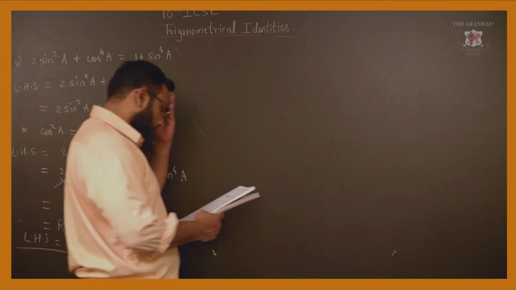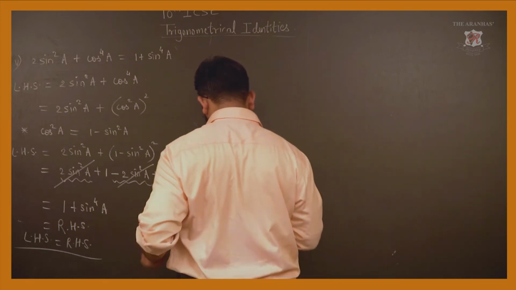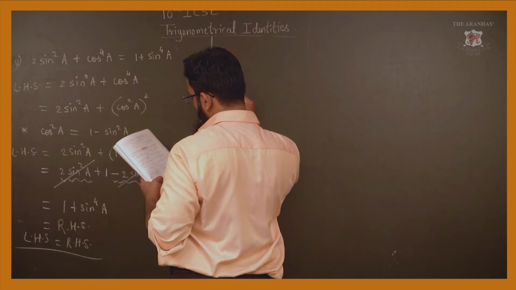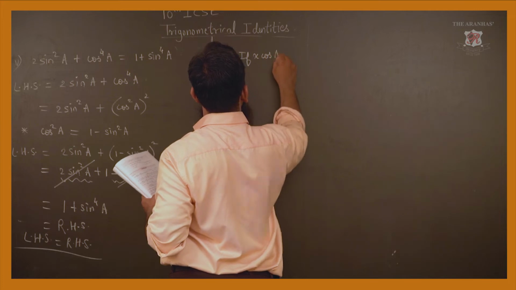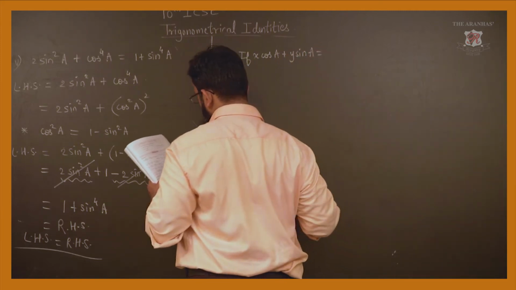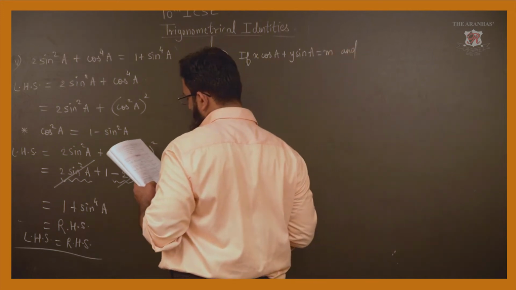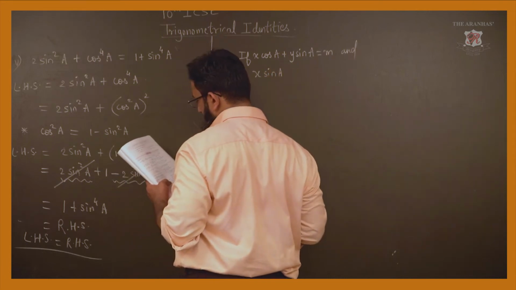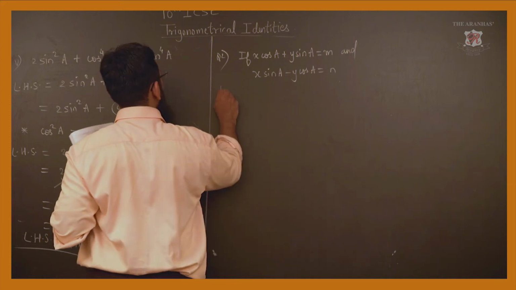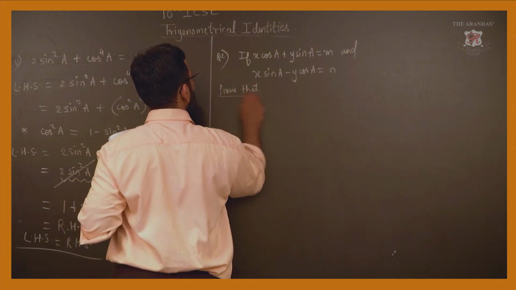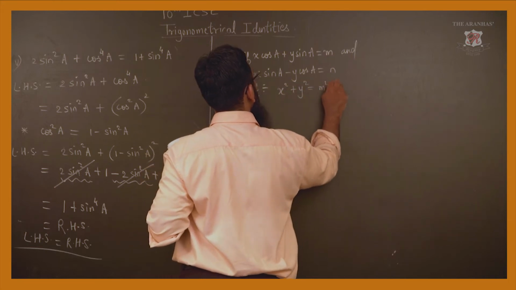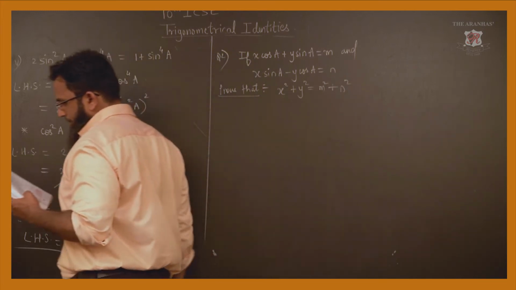with another numerical. Now, this time the numericals are different. So, in question 2, it is given if x times cos A plus y times sin A is equal to m and x times sin A minus y times cos A is equal to n, then we have to prove that x square plus y square is equal to m square plus n square.